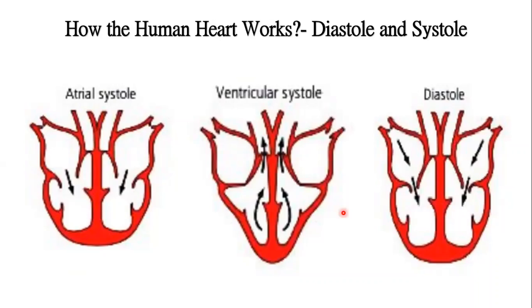It pumps blood in a cycle. You call the cycle the cardiac cycle. And there are two phases of the cardiac cycle. They are called systole and diastole. There are two types of systole. You have atrial systole and ventricular systole. Atrial systole is when the atria contract. Ventricular systole is when the ventricles contract.